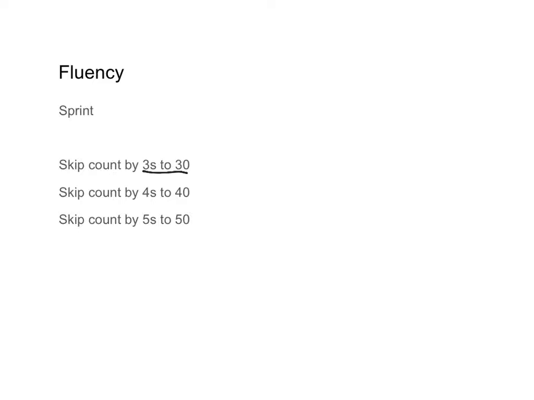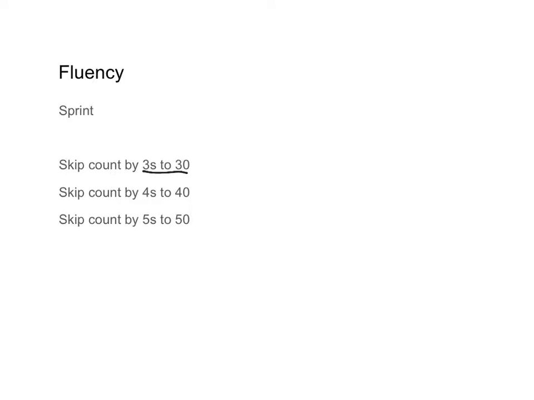3, 6, 9, 12, 15, 18, 21, 24, 27, 30. Now let's go backwards from 30. 30, 27, 24, 21, 18, 15, 12, 9, 6, 3.